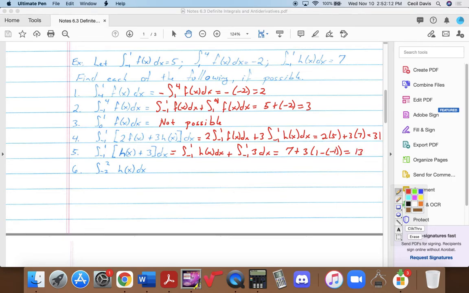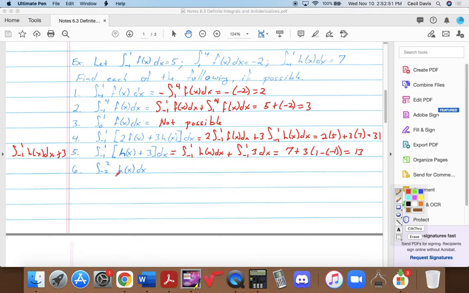What do you think students might do on that would be a mistake? Pardon? They would do 7 plus 3. They do the integral part for the h of x, and then they just tack on a plus 3 at the end. What else would you do? What they are doing that is incorrect is the integral from -1 to 1 of h of x dx plus 3, which is not the same thing.